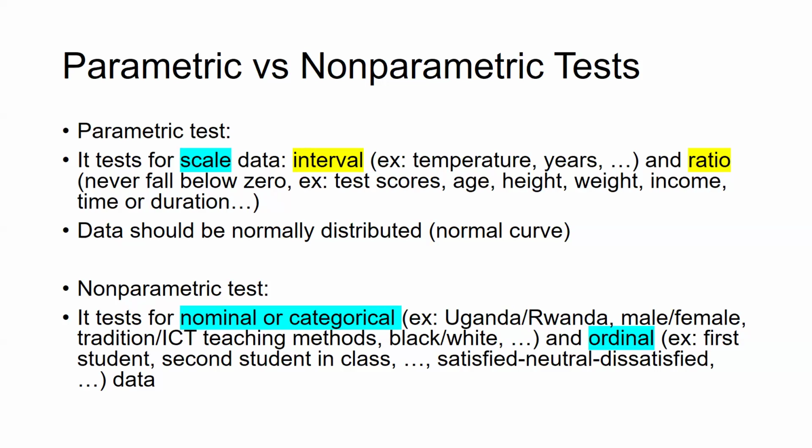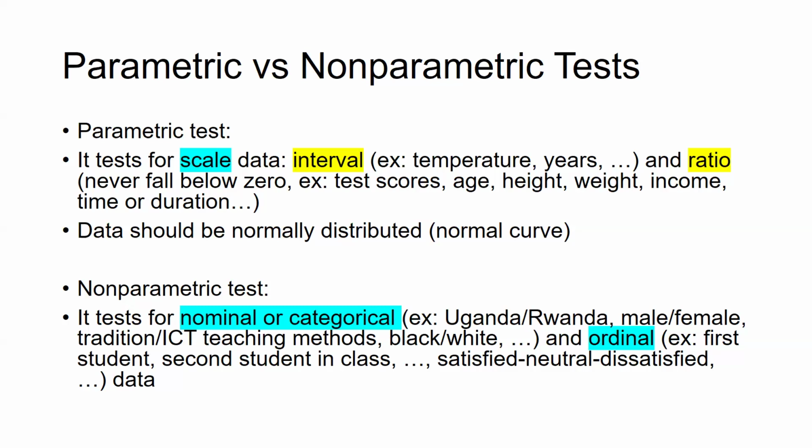So normal distribution is one among five assumptions of parametric tests. We are going to see it soon. And what about non-parametric tests? Non-parametric tests are for nominal or categorical data. Example, countries. Example, gender. Example, teaching method. Example, race.